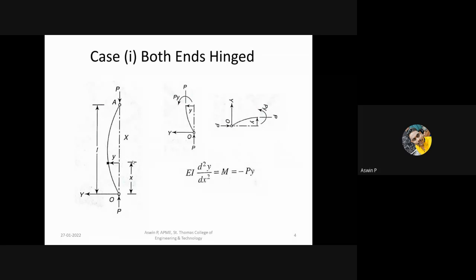Have you drawn this one? Hello? Please respond. If you have any queries, you can ask now. Arjun, yes, others, have you drawn this one? Yes, sir. Okay, okay.